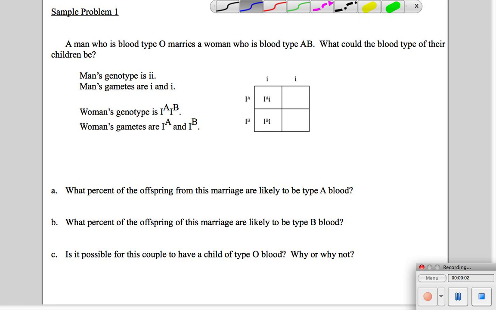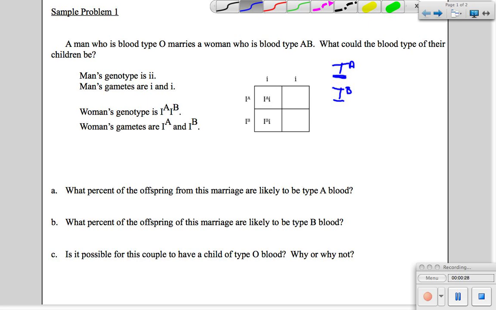All right, now we're going to consider blood type. Recall that blood type is a trait that's controlled by multiple alleles. So there are three alleles we need to consider here. Two dominant alleles, capital I with a superscript A, and capital I with a superscript B. These are for type A and type B blood types.